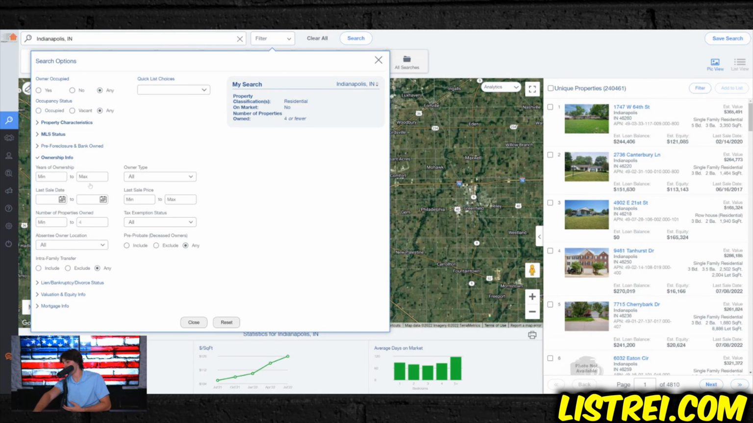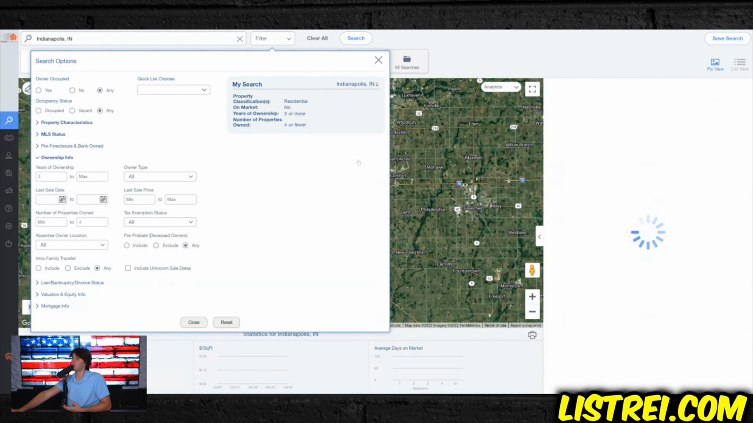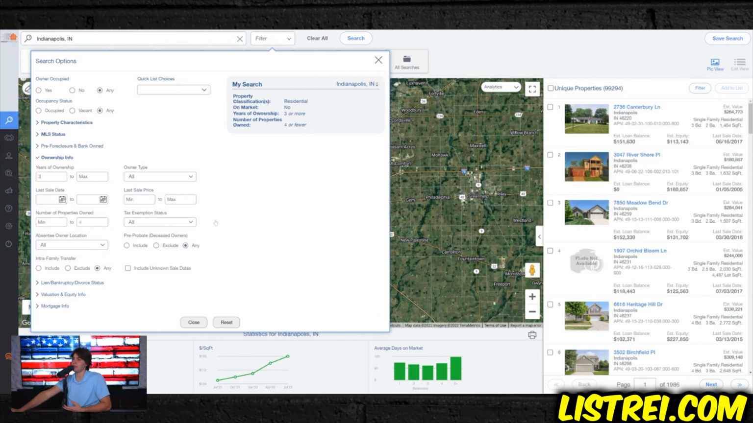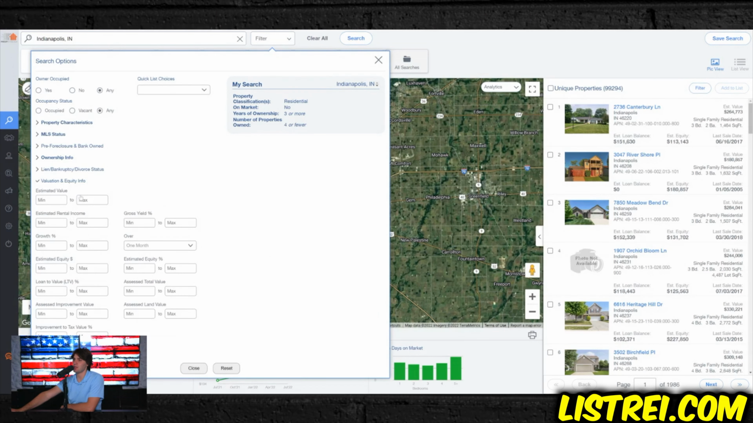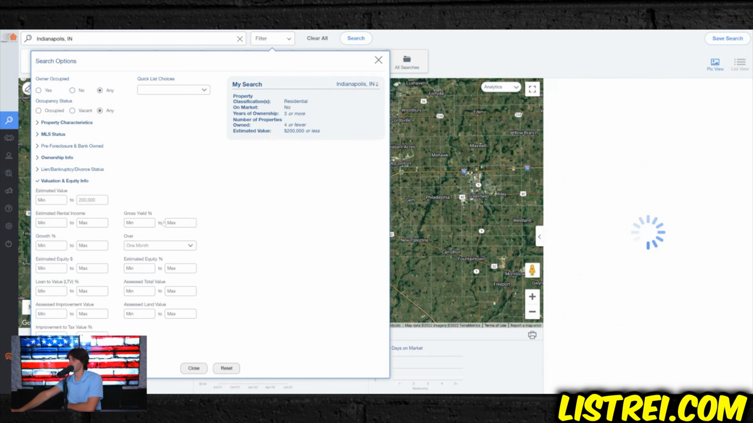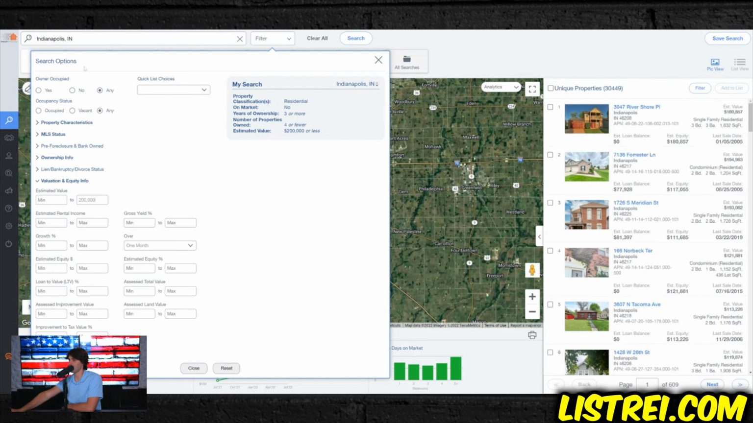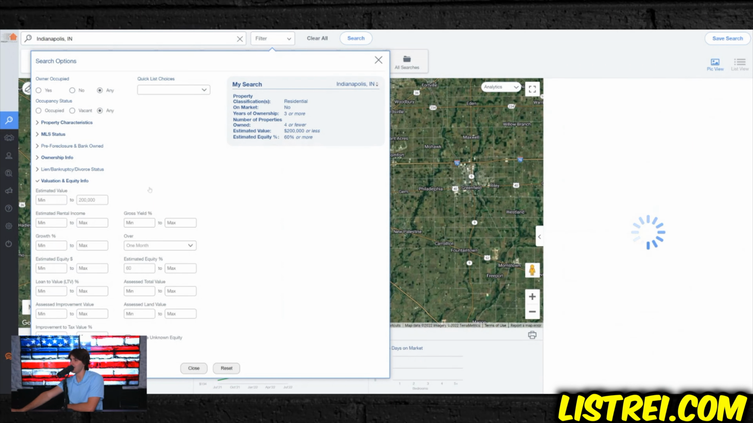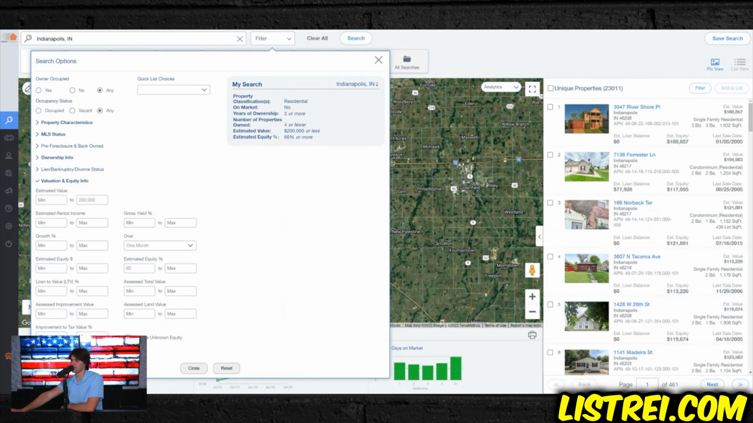I want them to own it for at least 3 years on a high equity. I know a lot of people that do 5 years. I've done 5 on a lot, but times are changing, so I do at least 3 on there. And that's really what I do on that section. Then valuation, I don't want anything over 200K just because Indianapolis has a lot of cheap real estate. I want equity to be at least 60%, since I'm doing high equity. So that leaves me at 23,000. That's a pretty good list right there.